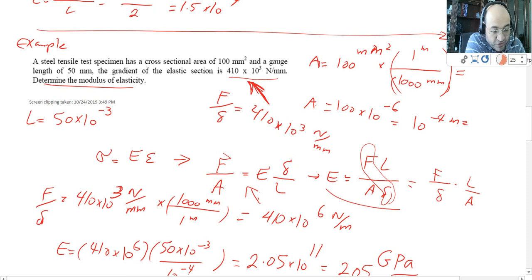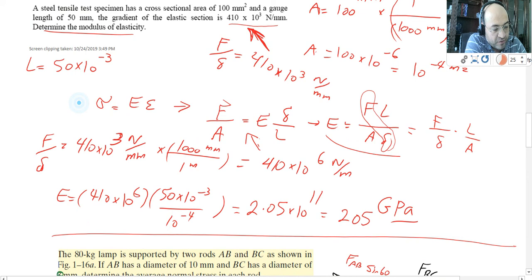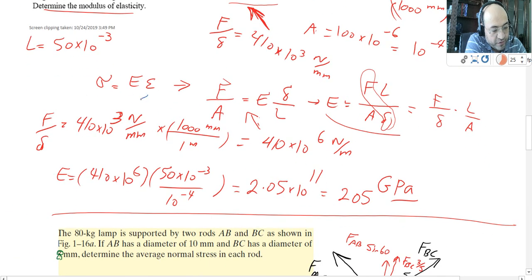So I have a bunch of stuff I need to cook. As you can see, I can say delta is equal to this. Again, I can get to a place from the equation sigma is equal to E epsilon. So I work with this equation. Instead of sigma, I put F over A. Instead of epsilon, I put delta over L. You just cross multiply them. You get to this relationship: E is equal to F over delta times L over A.